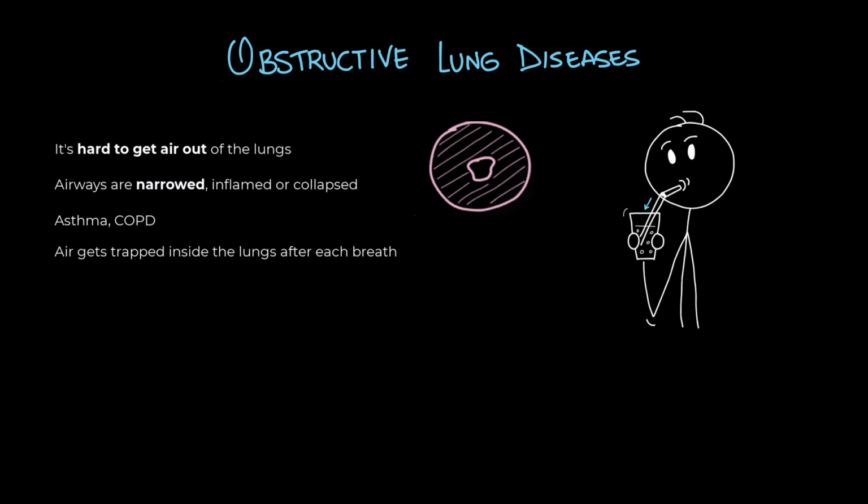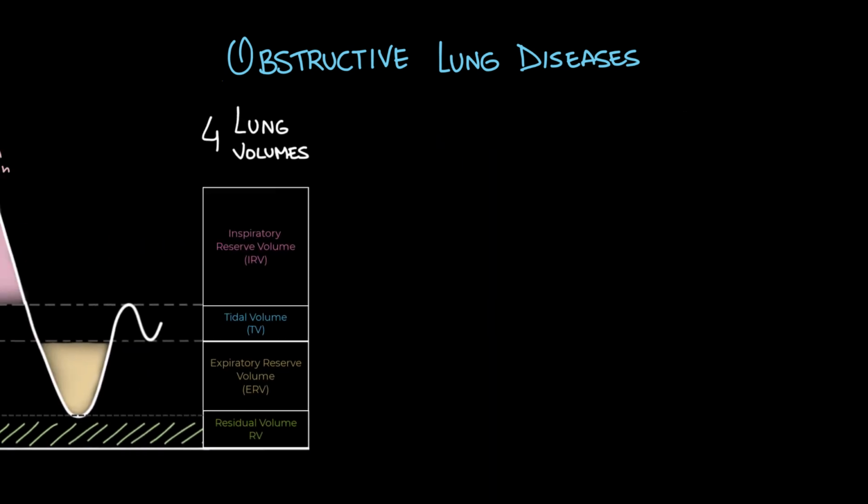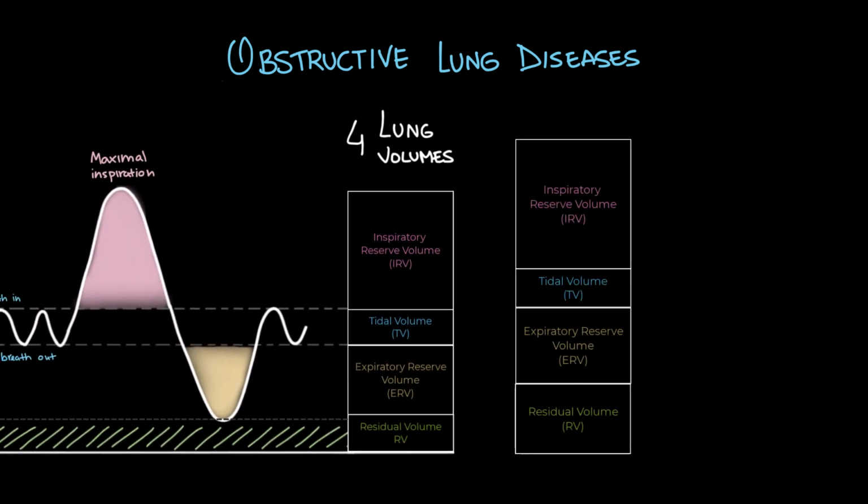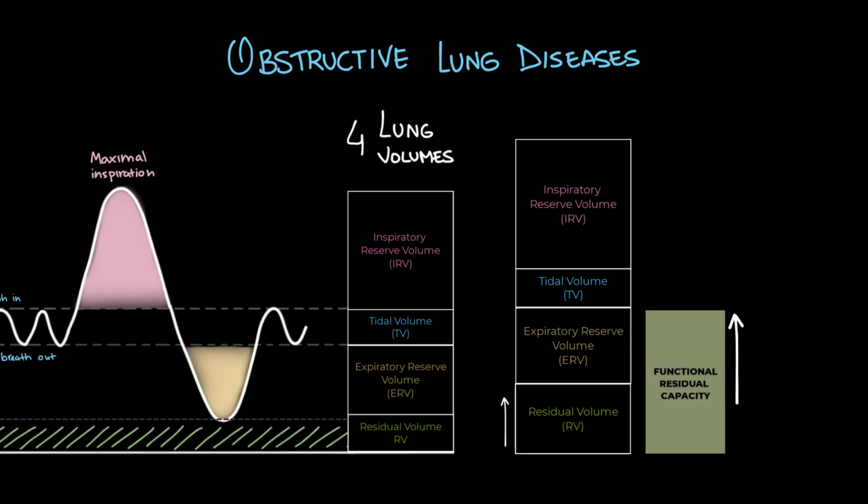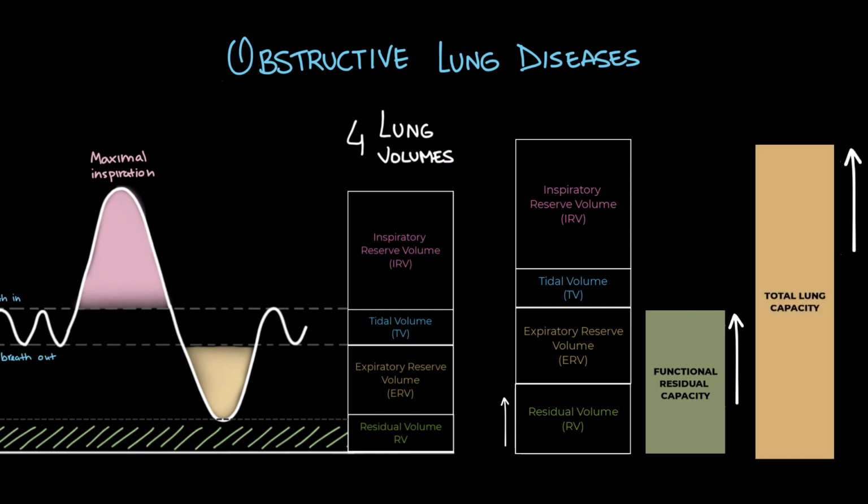This causes some key changes in lung volumes. Volumes like residual volume and functional residual capacity go up. In severe cases like emphysema, the lungs get so stretched out and overfilled that even the total lung capacity increases. This trapped air causes the lungs to become overinflated, like a balloon stretched bigger than usual.